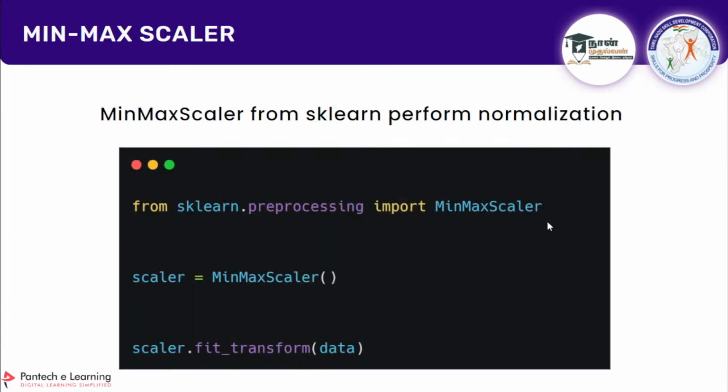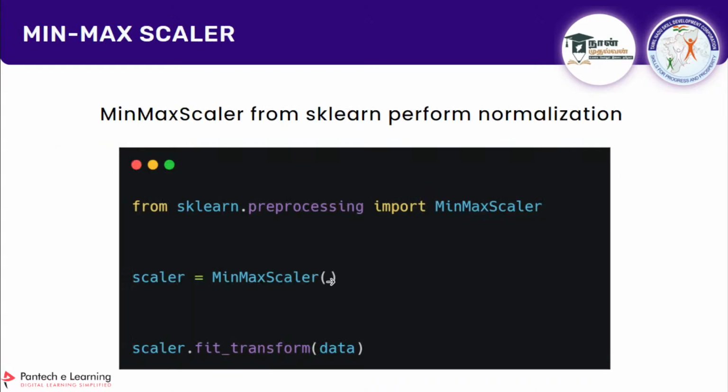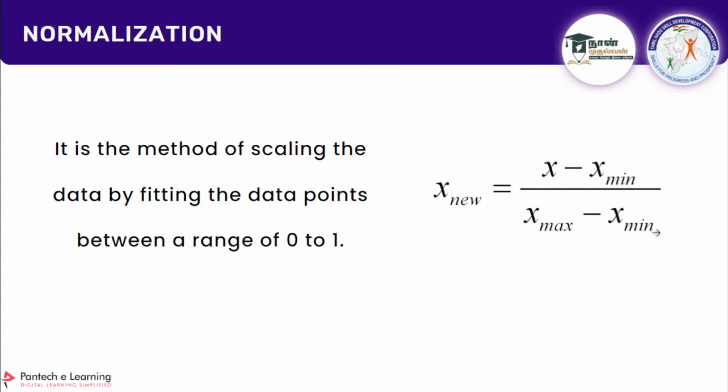And how to perform it? From sklearn, you can import MinMaxScaler, which is the minimum maximum scaler. You can set the scale also. For example, if you want to scale it between 0 to 10, you can do that by mentioning the scale here. By default, it is going to give you 0 to 1.